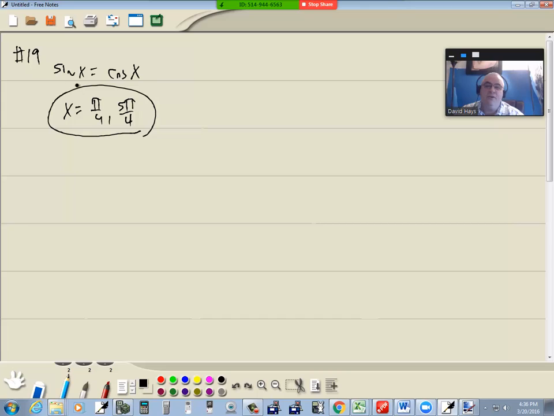The other thing you could do is square both sides and use the Pythagorean theorem, sine squared plus cosine squared is equal to 1, to then solve it down. But this is the easiest way for this particular one.